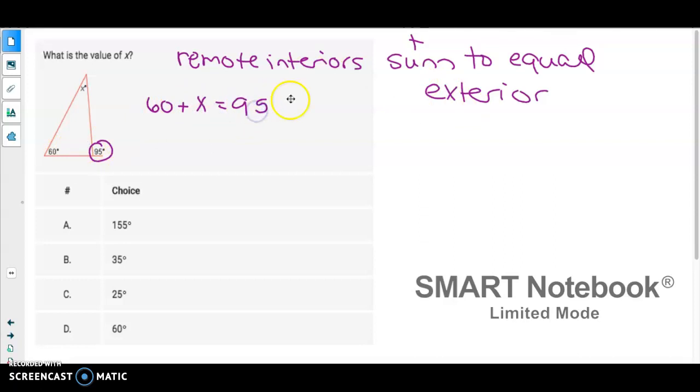And then I can do a one-step equation to figure out what x would equal. So subtract 60 from both sides. x is going to equal 35. So our answer here should be that angle x is going to equal 35 degrees.